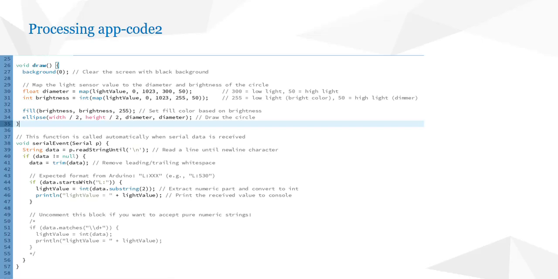We must convert the string data to int. You can see calling the built-in Processing method int. That method will convert that data. When we get the integer value, we save that value into the variable lightValue. This is a global variable, and that variable will be available in every method of that sketch.